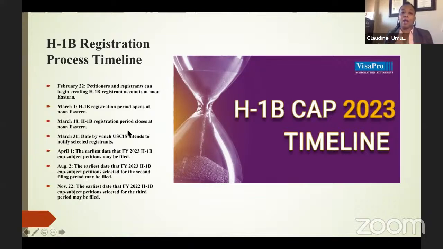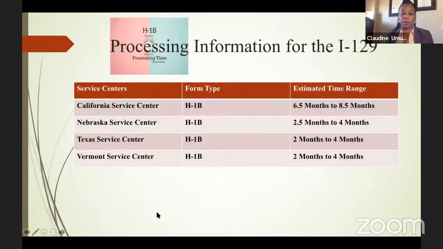There may be a couple more selections, depending on different reasons. Maybe they didn't get enough registrations. So they may give us at least 2 more selection periods. Okay. The normal processing time for H-1B is between 6 months and 8 months.